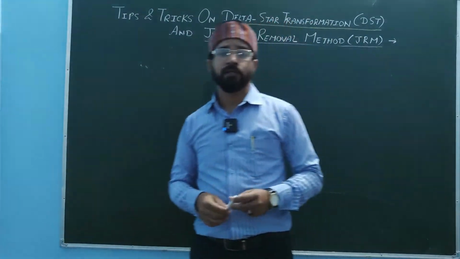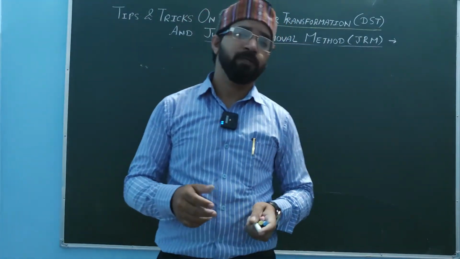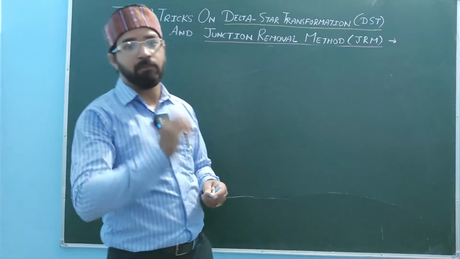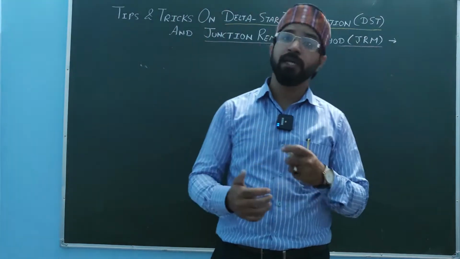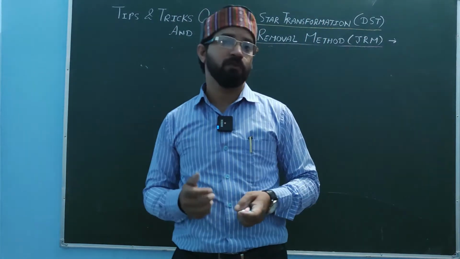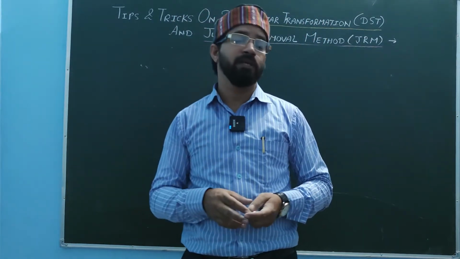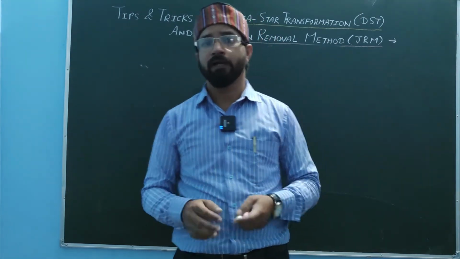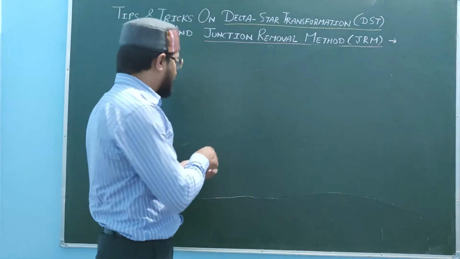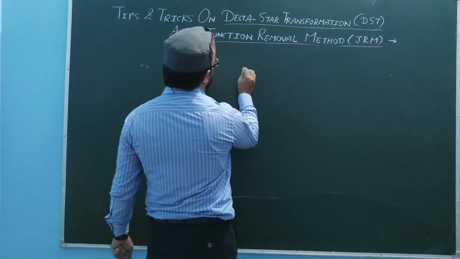Now let us understand the junction removal method. For this purpose I am taking an example. In that example, it is convenient to use DST also, the delta-star transformation, so we will see both ways. Whichever way you find easy in the examination, you can solve by that. So for the junction removal method, I am taking this example.